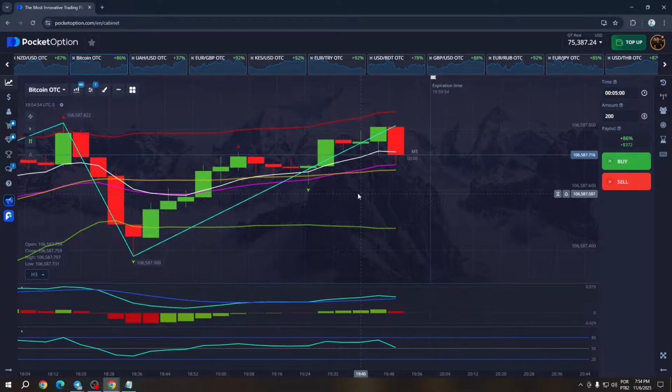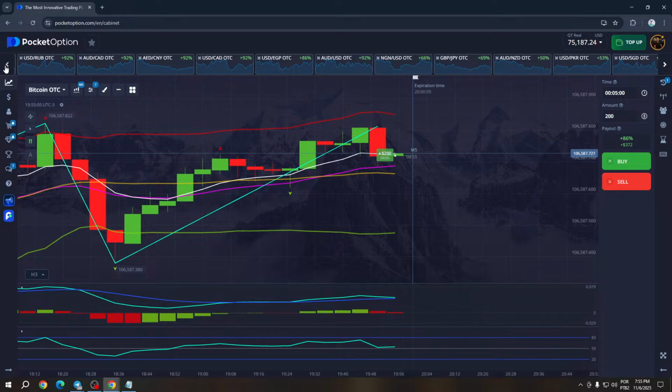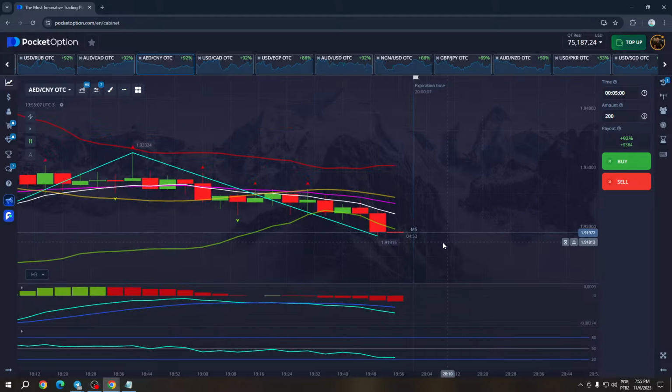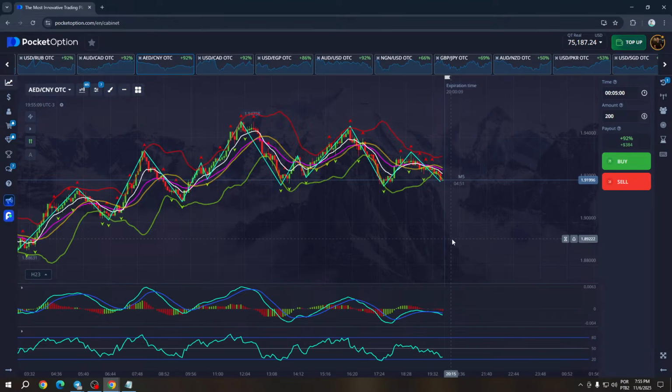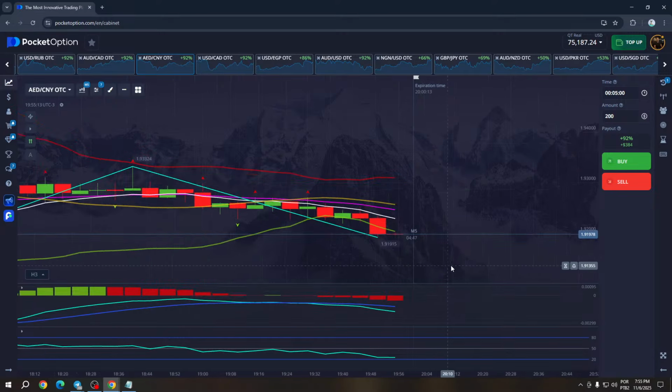ADCNY. Let's do that. Okay. ADCNY. Yeah, that's a good downtrend. You can follow the red button.